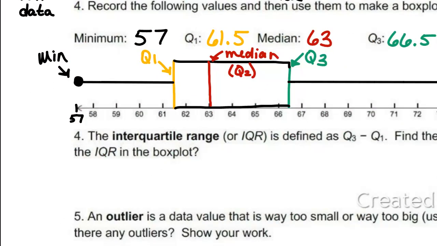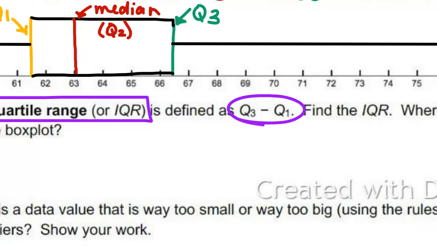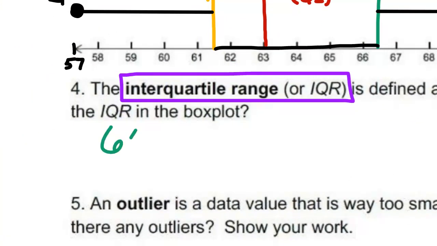The interquartile range, IQR, is defined as Q3 minus Q1. So I'm going to take Q3, 66.5. I'm going to subtract Q1, which was 61.5.